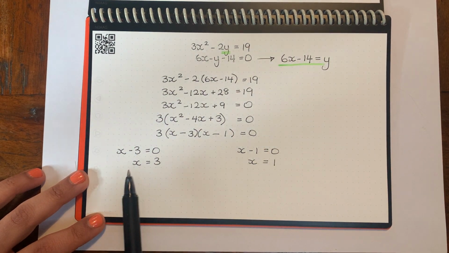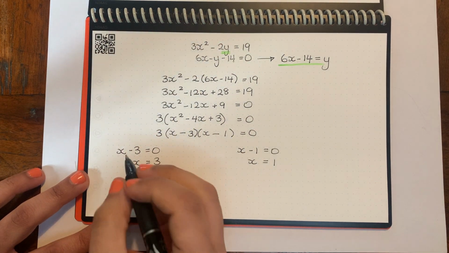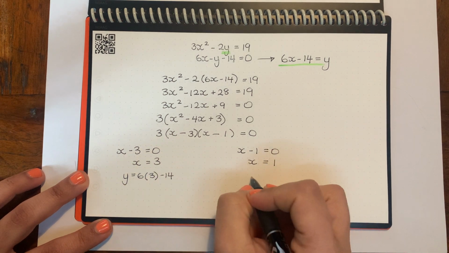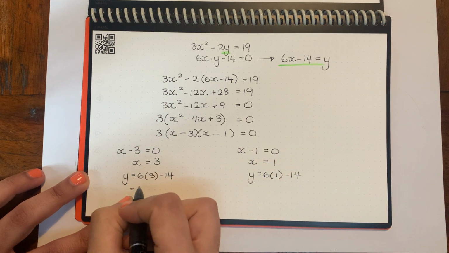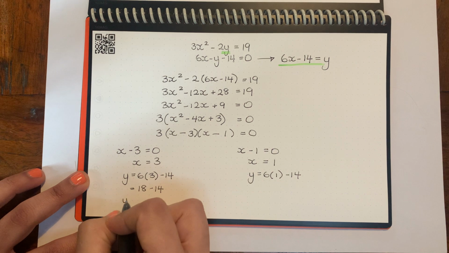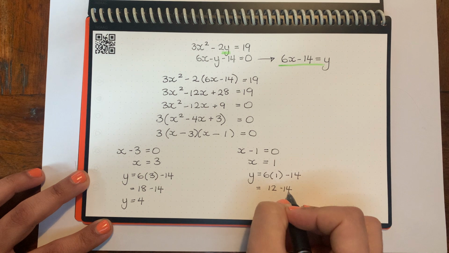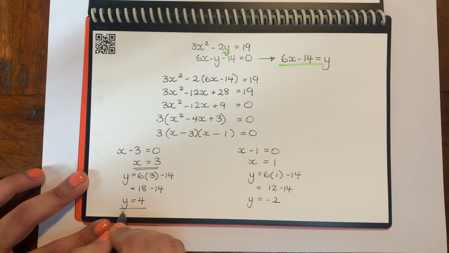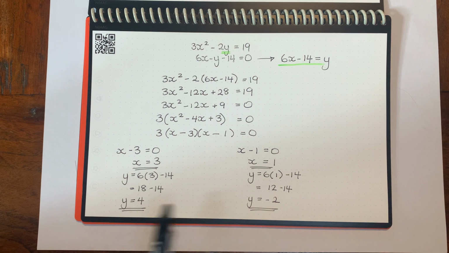And then finally, I'm going to do the same thing I've been doing all along, take those values and substitute them back into one of these equations. Let's go for that one. Y is equal to 6 lots of x, take away 14 there. Same thing here, y is equal to 6 lots of x, take away 14. So here we've got 18 take away 14, therefore y is equal to positive 4. And here we've got 12 take away 14, so y is equal to negative 2. So when x equals 3, y equals 4, or when x equals 1, y equals negative 2. Again, making sure that you have both pairs of solutions. So that is simultaneous equations.